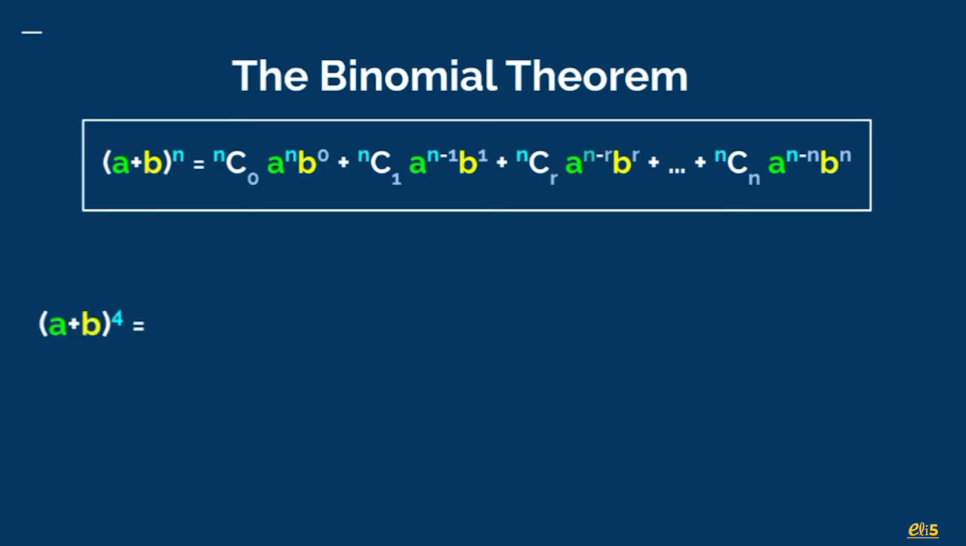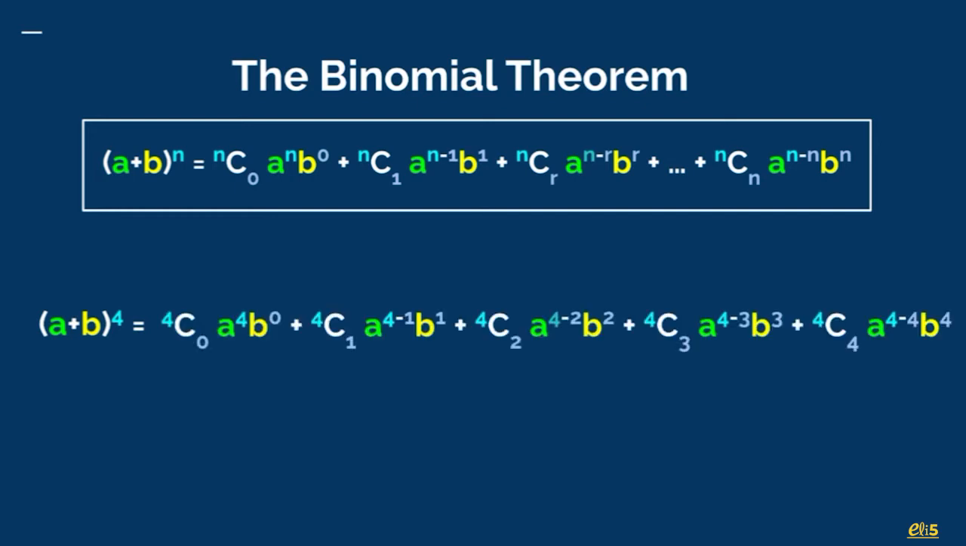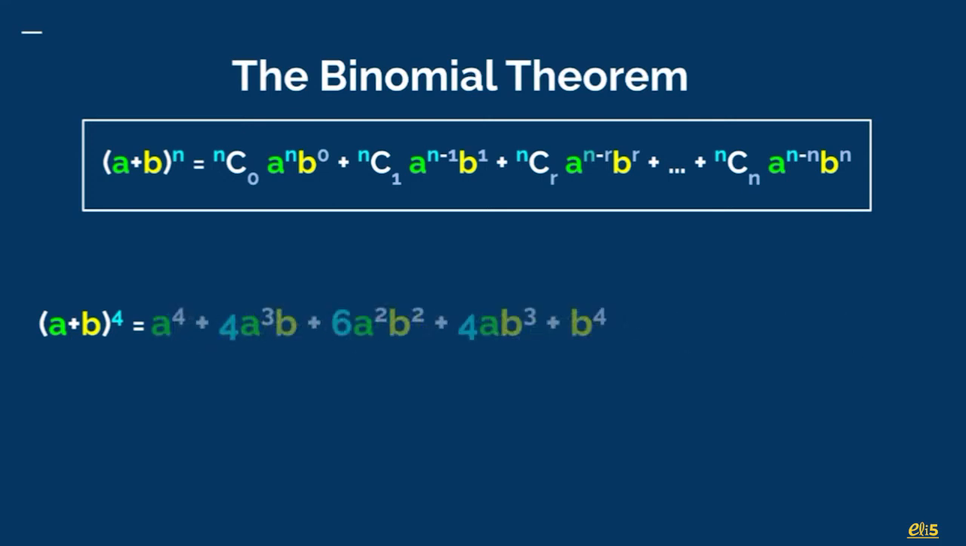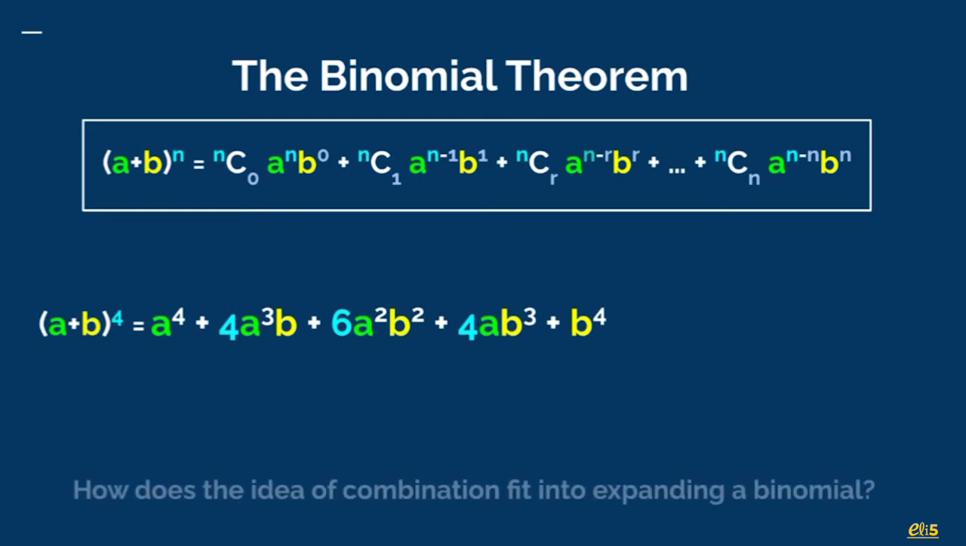So let's put n is equal to 4. If you apply this formula for n is equal to 4, we would get this expression. And when we simplify this, what we'll get is this. So this here is the expansion of a plus b raised to the power 4. Now, before diving deeper into this formula, let us talk about the idea of permutation and combination and why combination appears in this theorem.